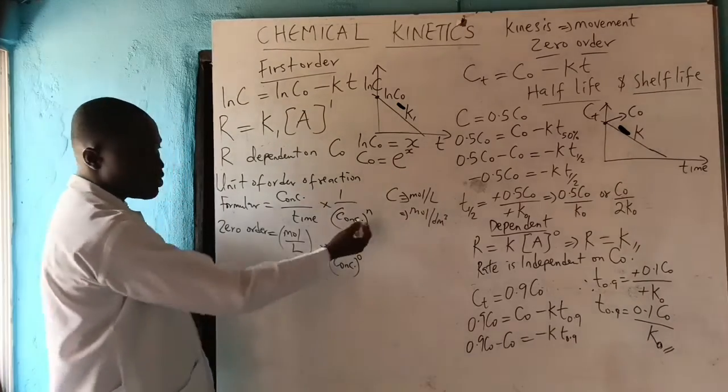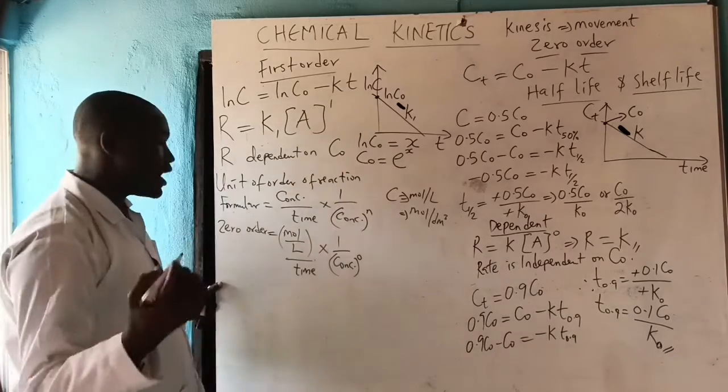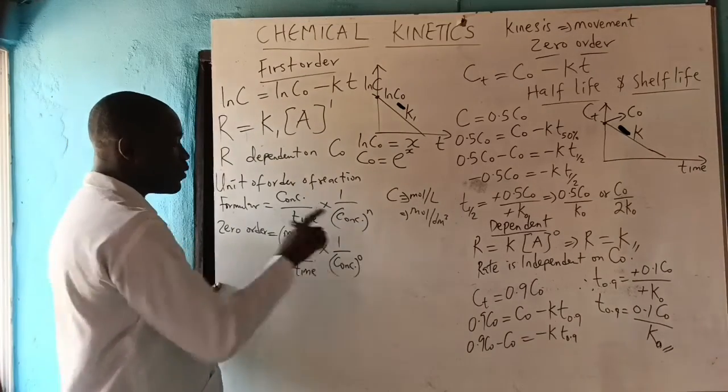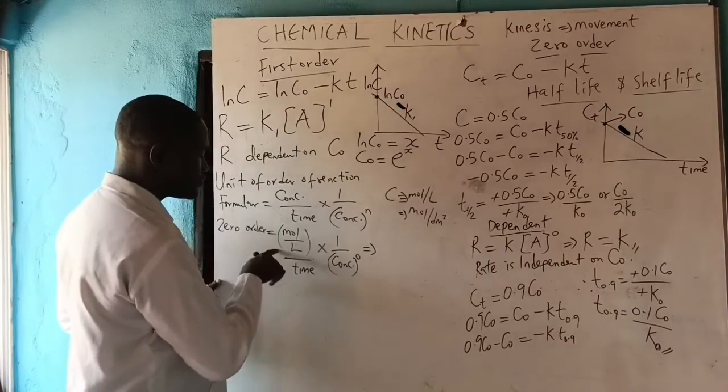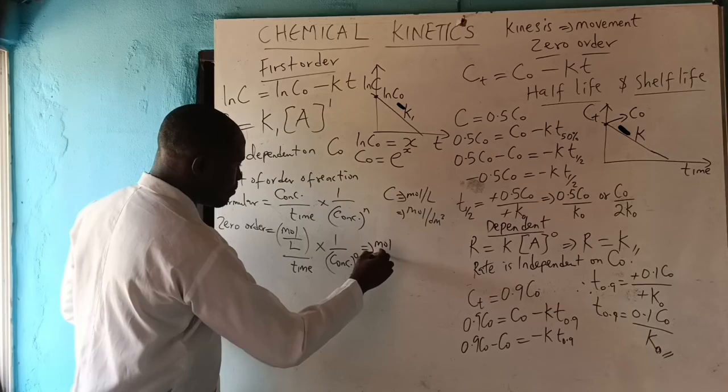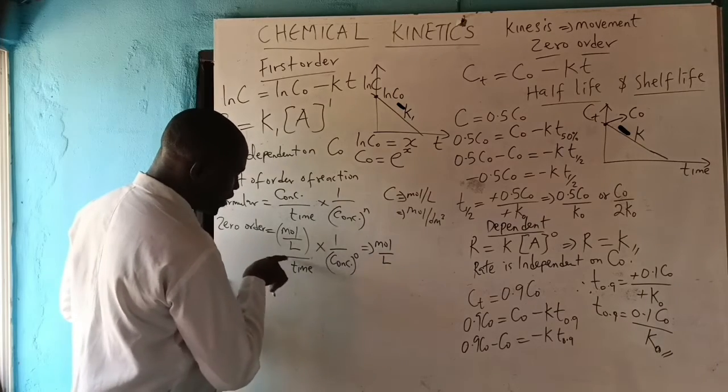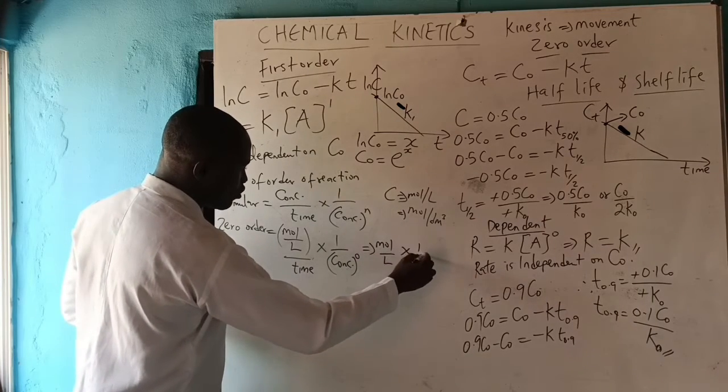Why are we writing 0? n means order of reaction, and order of reaction is 0. So anything raised to power of 0 is 1. 1 over 1 is 1. That will be giving me this to be mole per liter. Change this division to what? Times 1 over time.